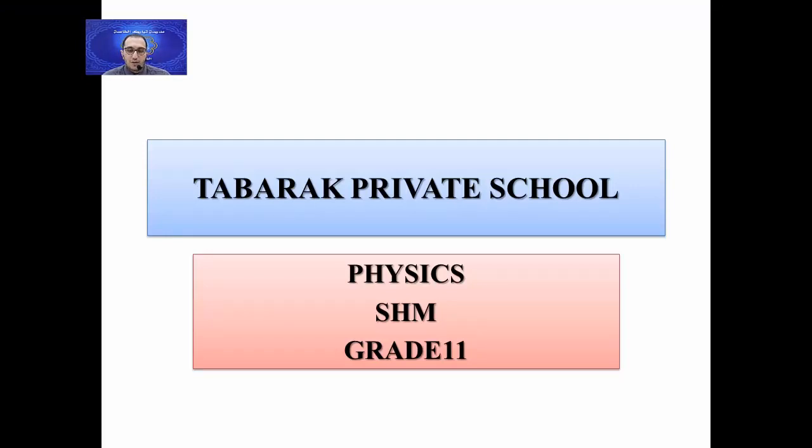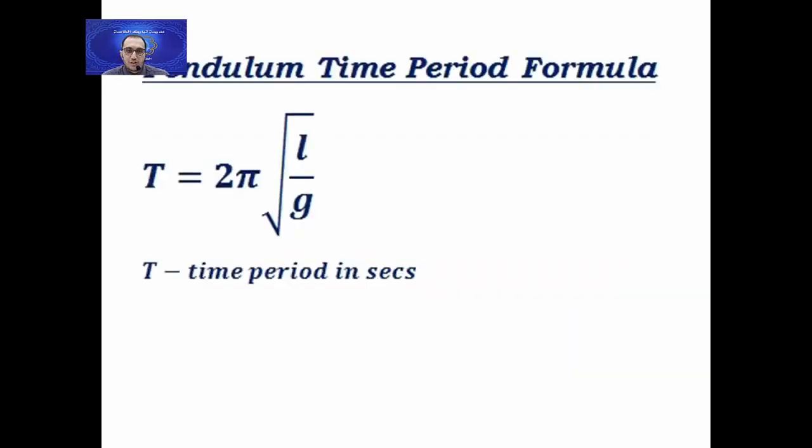Today we need to talk about the second part in simple harmonic motion. Today we need to talk about the time period for the pendulum and spring, and how can we calculate this time period for the pendulum and the spring. So be concentrated, pay attention with me. How can we evaluate this time period for the object that did simple harmonic motion?